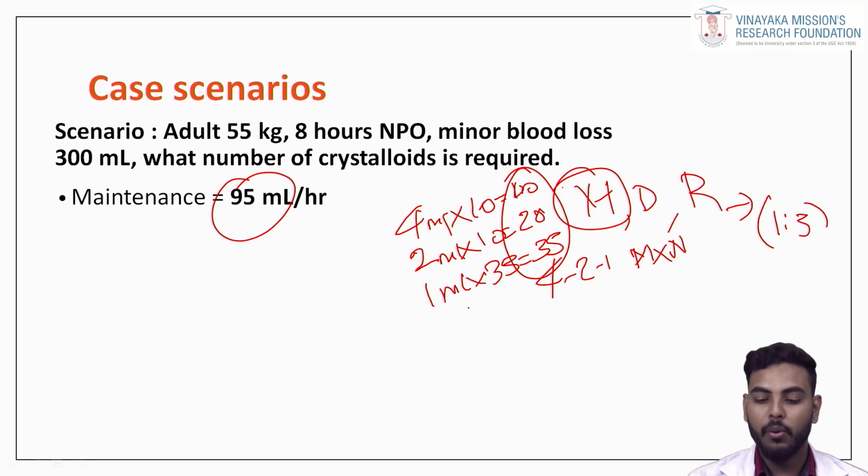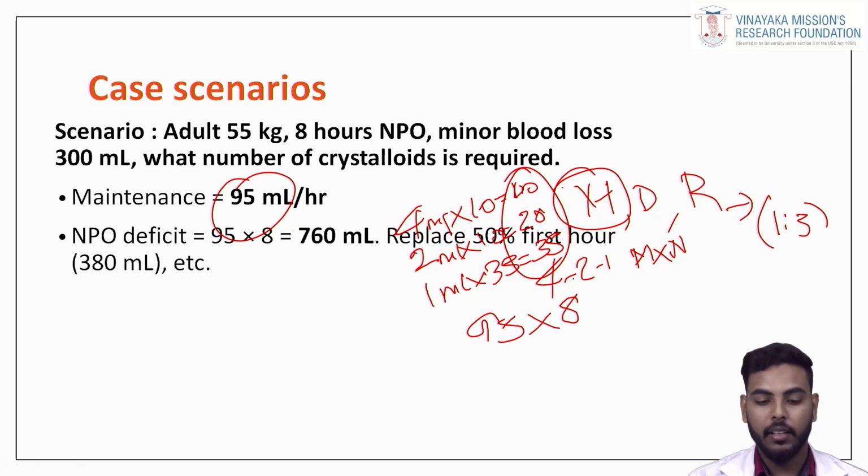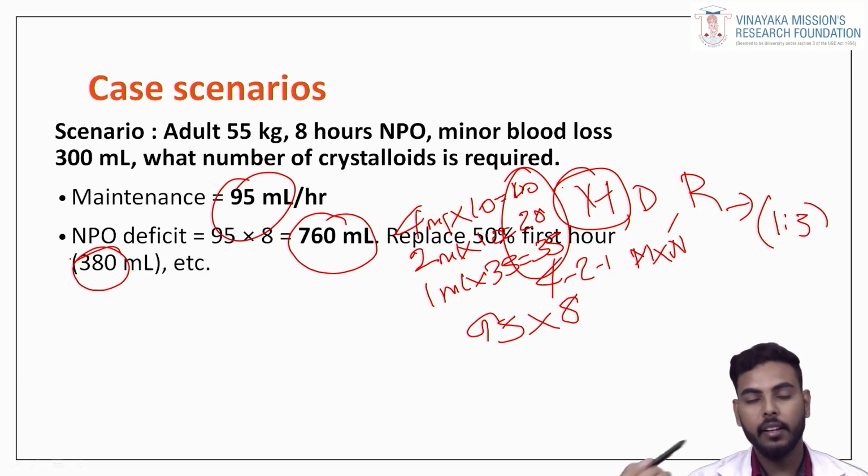Now how to calculate the NPO deficit? That is 95 into 8, and the value is 760 ml. To replace this 760 ml, the first half, that is 50%, so half of 760 is 380. The 380 will be given in the first hour, and the remaining will be given over the next 2 hours, 25% and 25%.